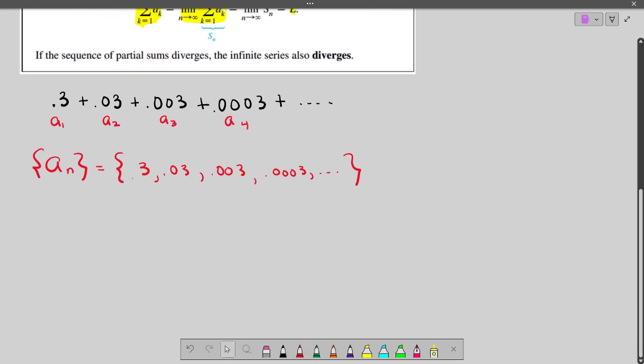Now we're going to build the sequence of partial sums. So the sequence of partial sums will be the first term. So the first term will be 0.3. What will the second term in the sequence of partial sums be? 0.33. And so you can see that our sequence of partial sums is going to be 0.3, 0.33, 0.333, etc. All right, so that sequence of partial sums is what we need to analyze then.